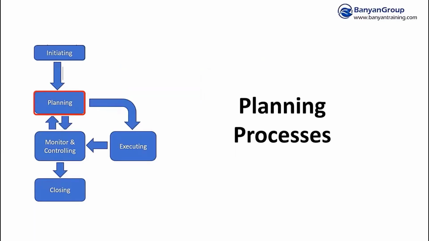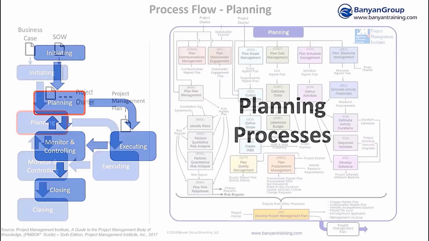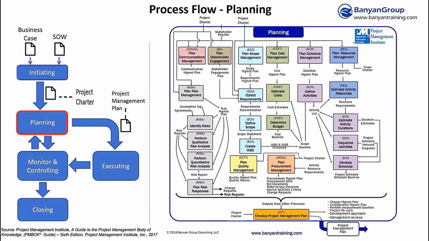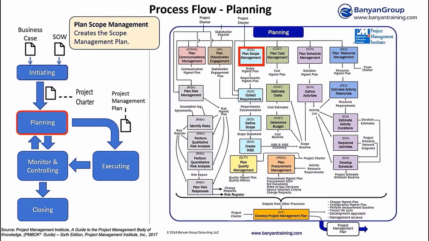And so now we transition, once we're done with initiating, which is a short, simple process group, we go into planning processes. This is a big area. It's going to take a little while to work through these processes, but let's start from the beginning. Typically, you'll start with scope, right? You have your project objectives outlined in the project charter.